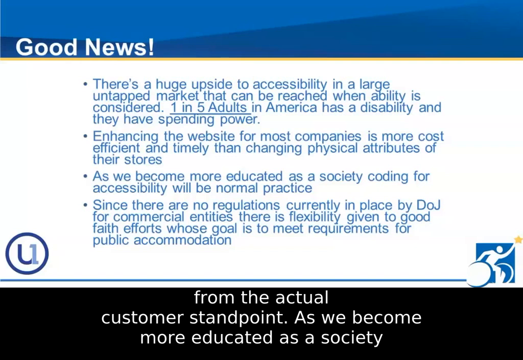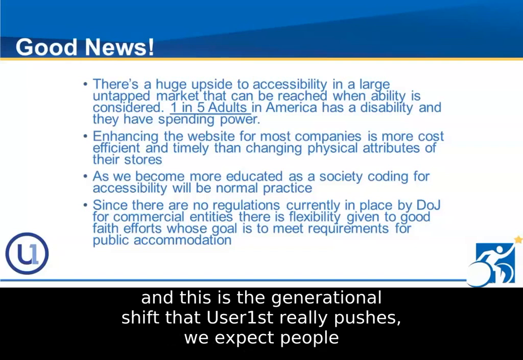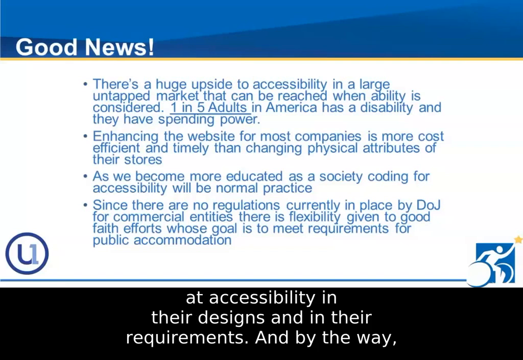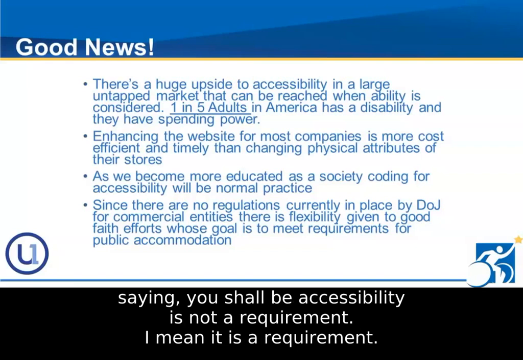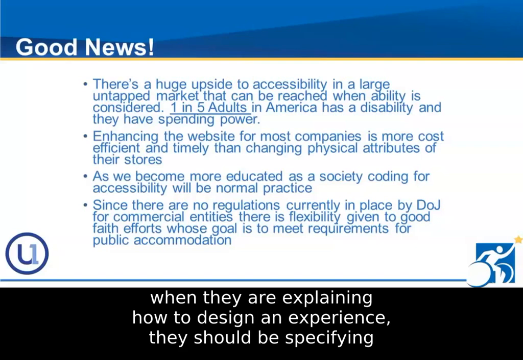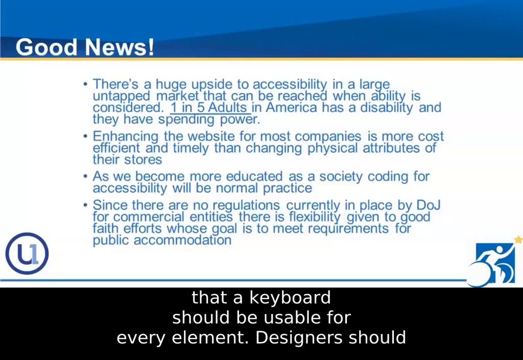As we become more educated as a society, and this is the generational shift that User First really pushes, we expect people to be looking at accessibility from the start. We expect people to be looking at accessibility in their designs and in their requirements. And by the way, saying you shall be accessible is not a requirement. I mean, it is a requirement, but it's not a useful requirement. And so we mean that designers, when they're explaining how to design an experience, they should be specifying that a keyboard should be usable for every element. Designers should stop inventing new colors.